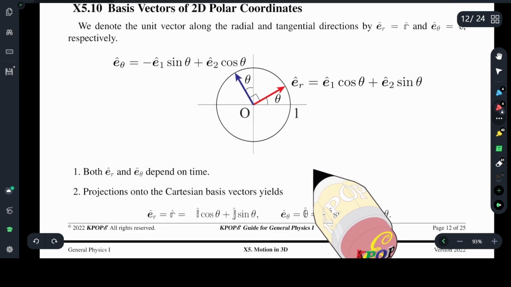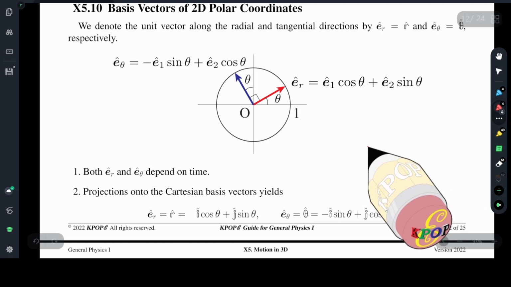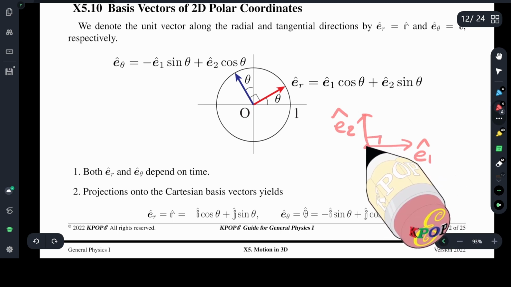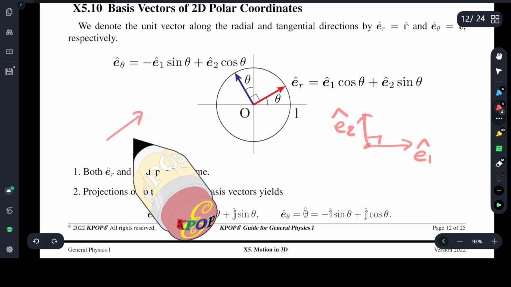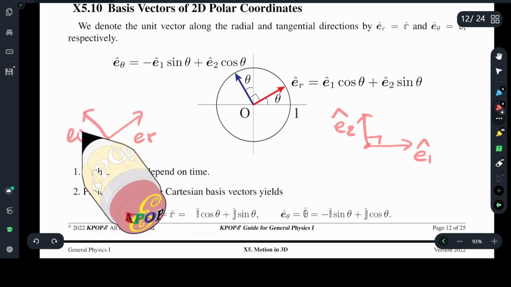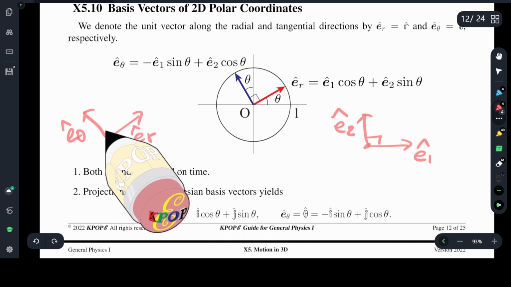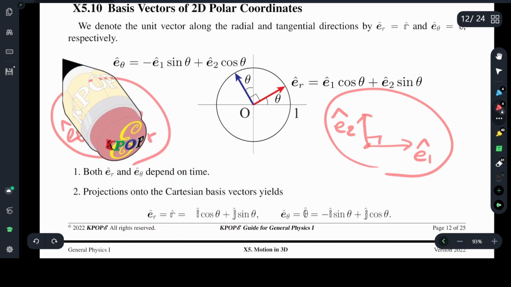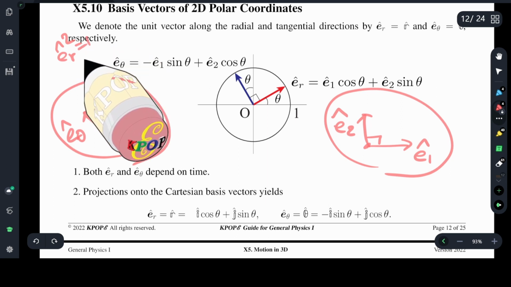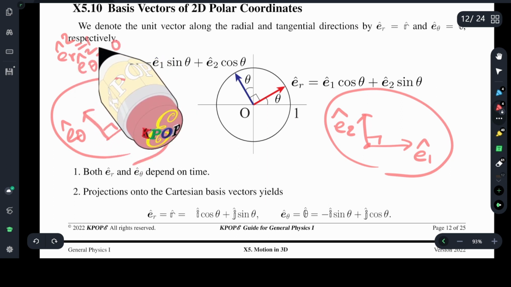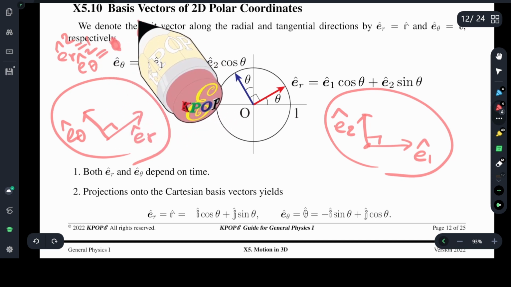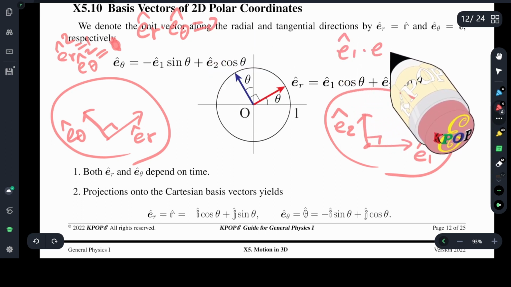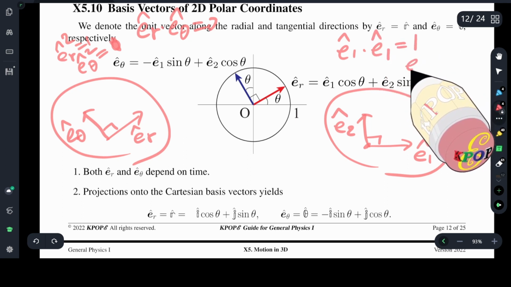Basis vectors of 2D polar coordinates. In comparison with Cartesian coordinates, whose basis vectors are constant in time, this radial vector e_r and the unit tangential vector e_theta are always making a right angle. So they satisfy orthogonality. The magnitude of e_r is 1, the magnitude of e_theta is also 1, and they are perpendicular to each other. This is the same as the unit basis vectors for the Cartesian coordinates.